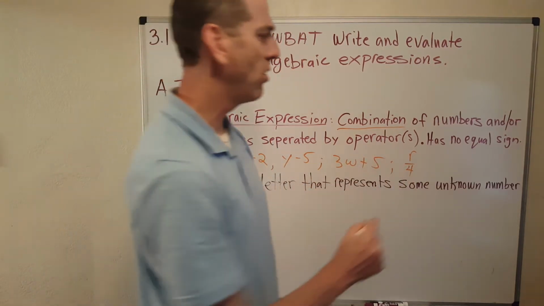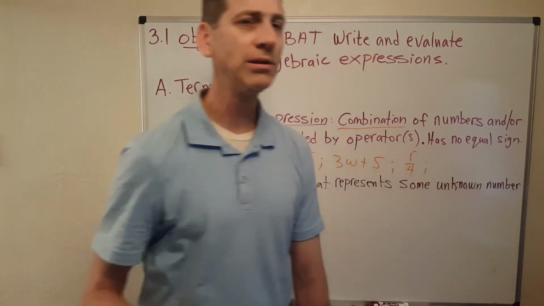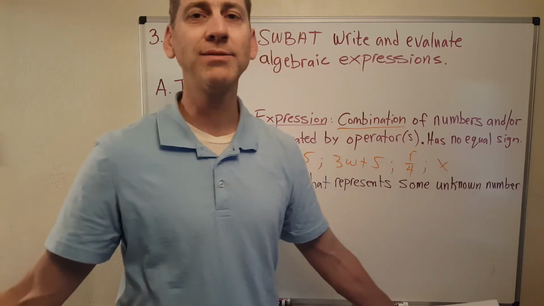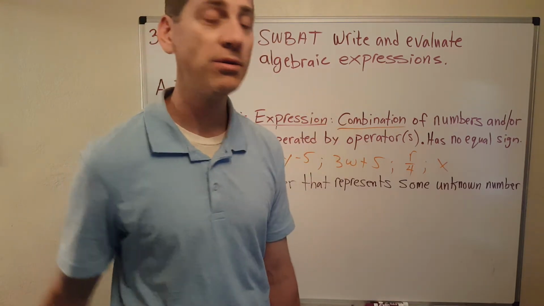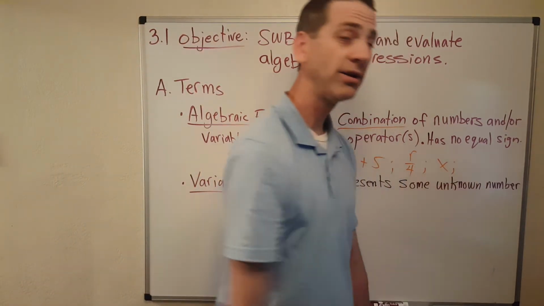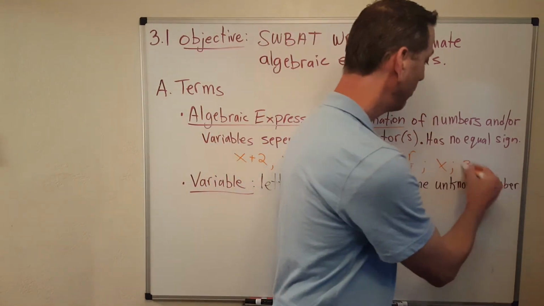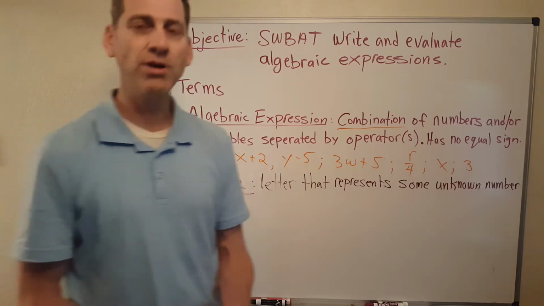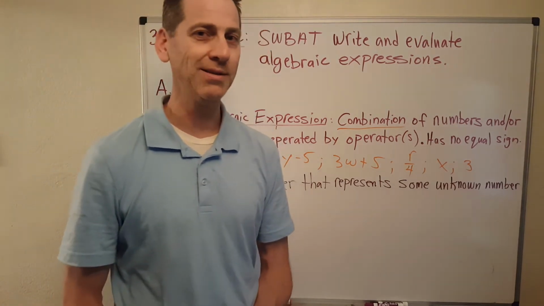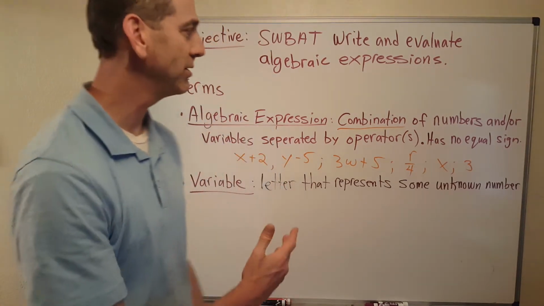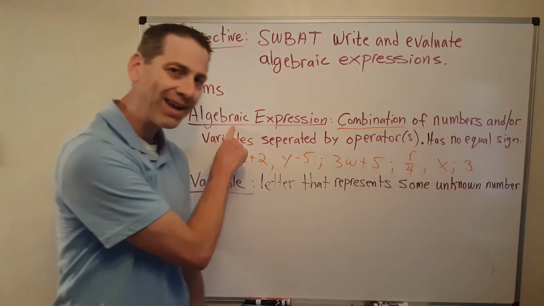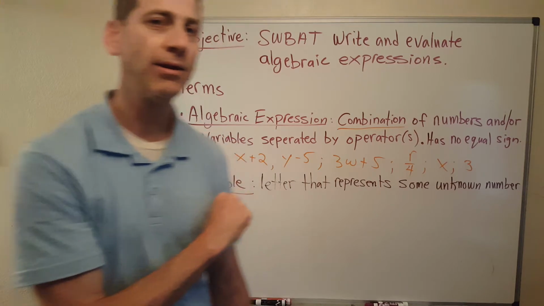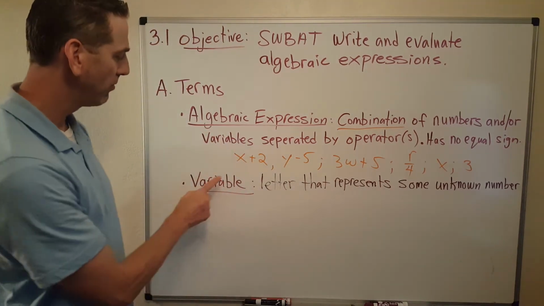And just so you know, an expression can simply be one variable all by itself. That's an expression. Or an expression can be a number all by itself, as long as it doesn't have an equal sign. It's an expression. And when we're talking algebraic expression, usually it's going to involve a variable, which leads us to the next term.